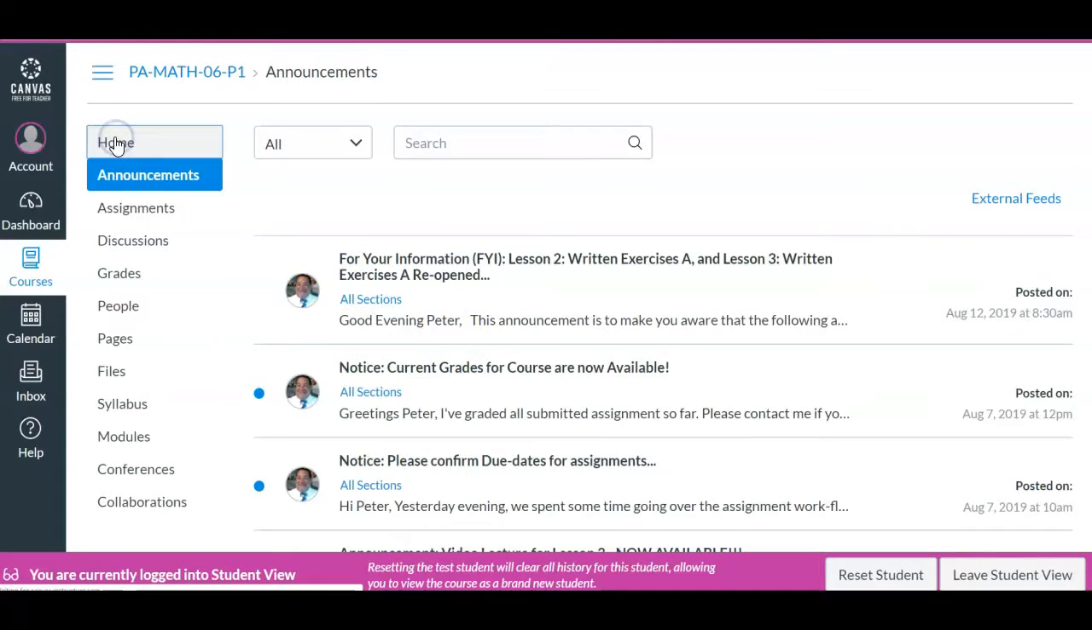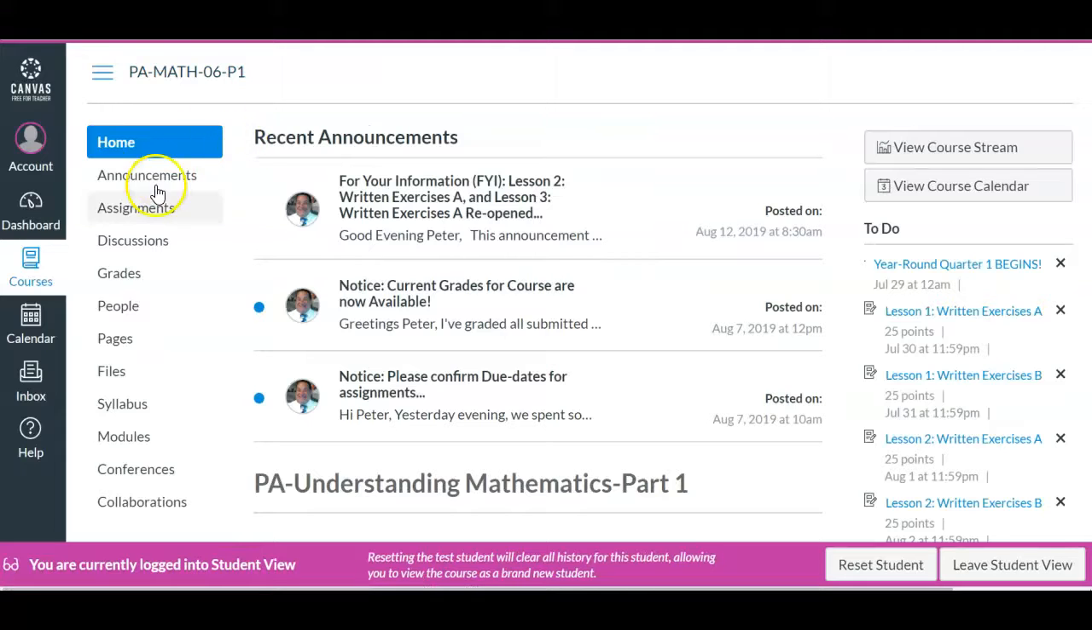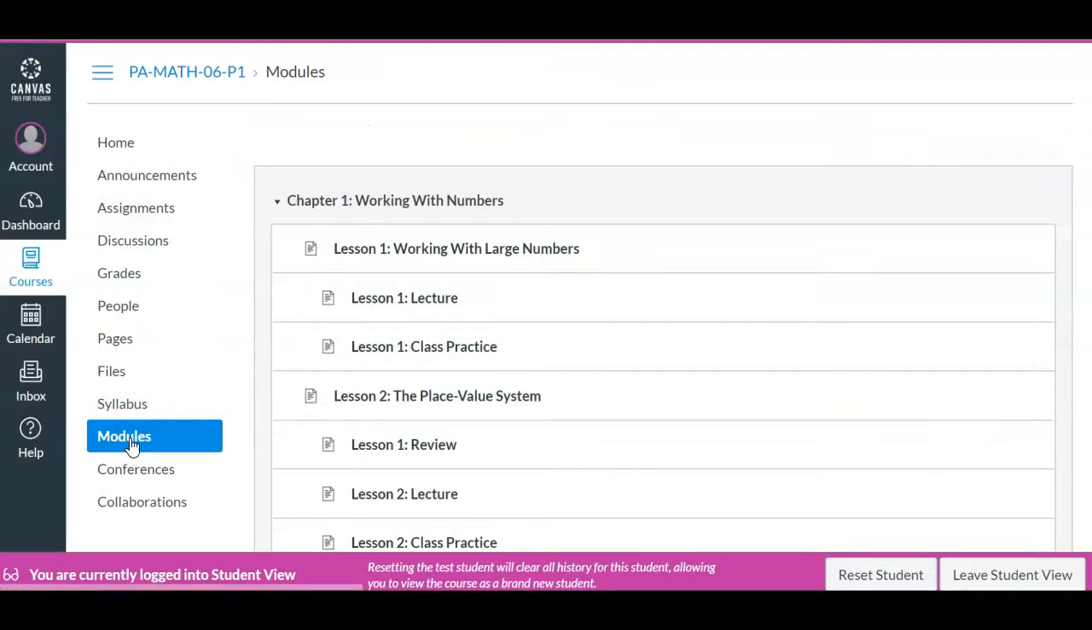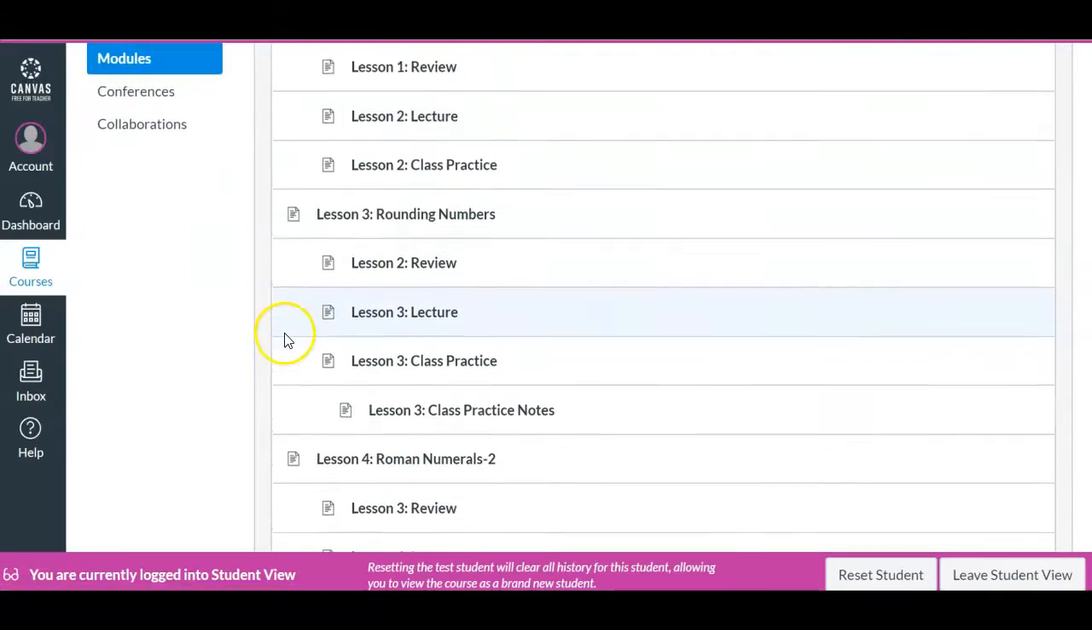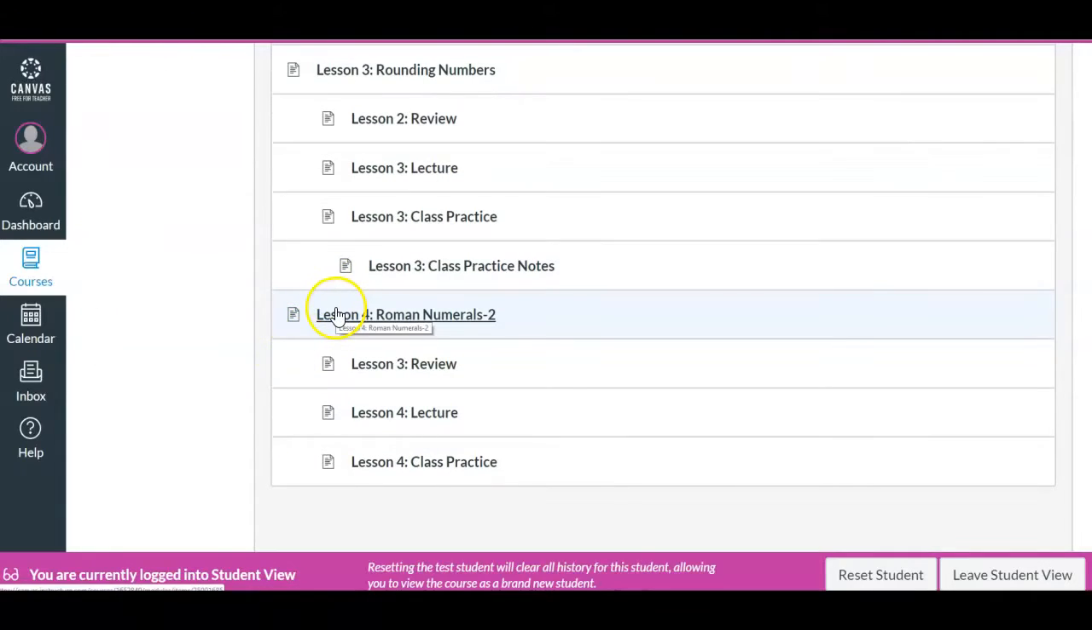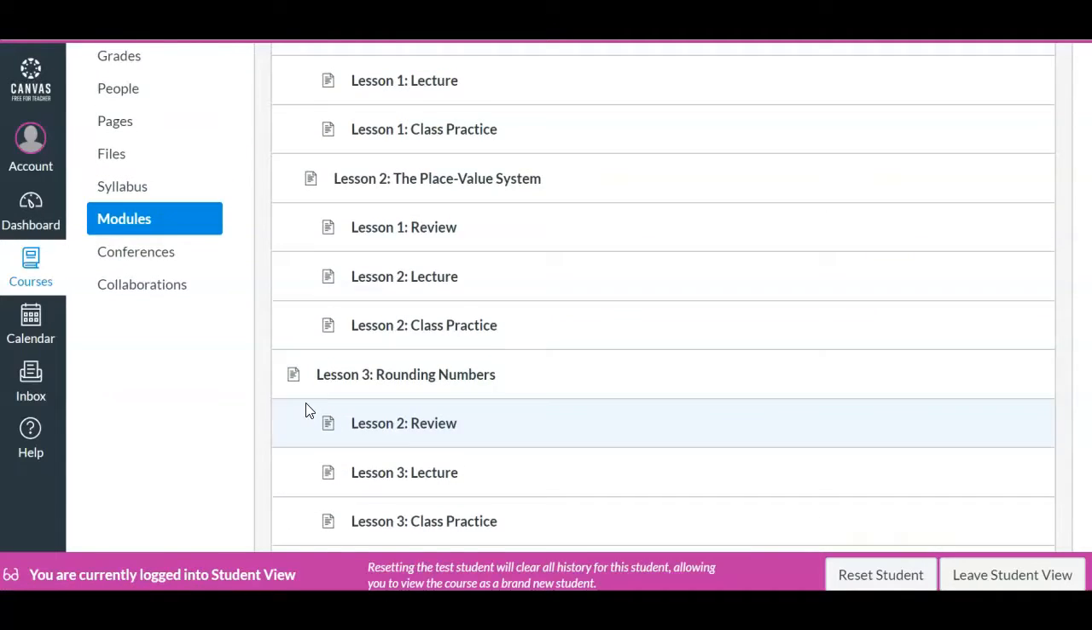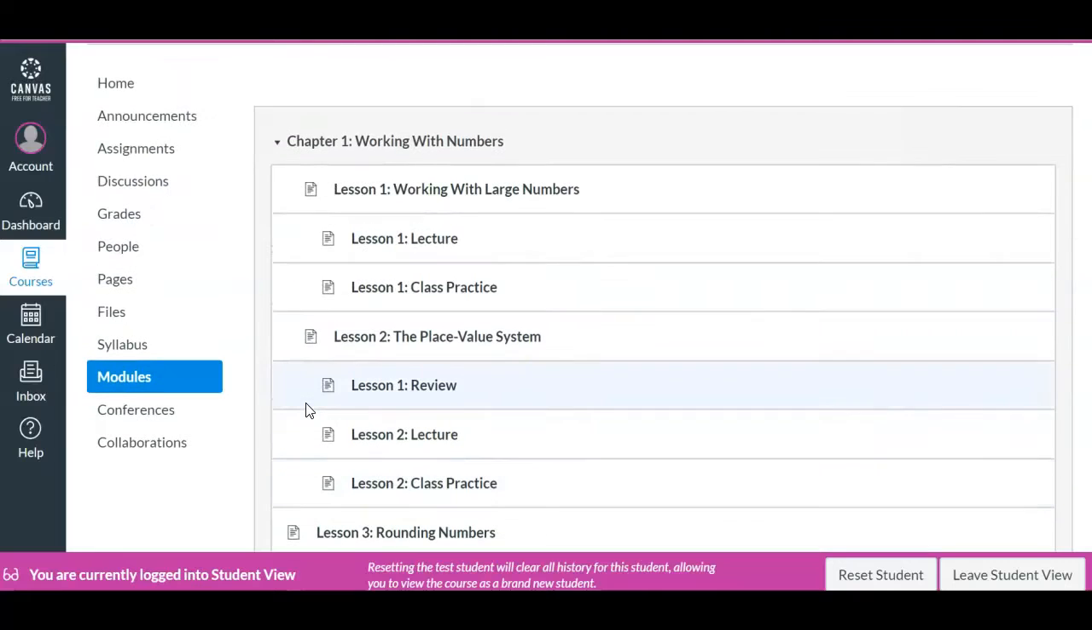There might be some other information you might want to refer to later. Okay, but past that, you're always going to want to look at your modules. And we see that we are currently at Lesson 4, dealing with Roman numerals. Our lessons always start with a review of the previous lesson, then we have our lecture, then we have our class practice. So after we get to the class practice and complete that, and that's going to be by way of video lecture that I'm about to start here with you. We're just kind of doing a quick introduction. After that, you're always going to want to go to assignments.